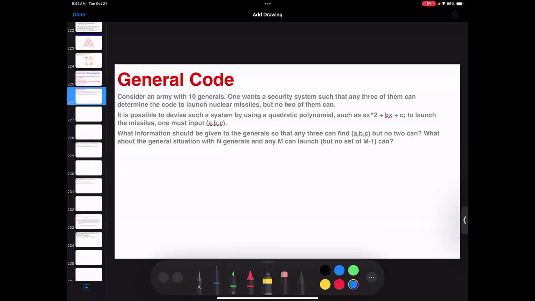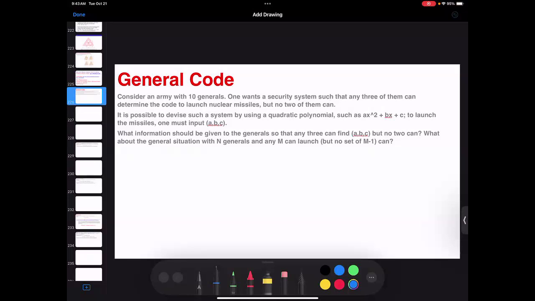So you have an army with 10 generals. You want a security system so that any 3 generals can launch the nuclear missiles, but no 2 can. So you have to give information in such a way that any 3 know the password, but no 2 know it. And so the password is going to be a triple A, B, C. It's going to be the coefficients of a degree 2 polynomial, a nice quadratic. So the question is, what information should be given to the generals so that any 3 of them can find out A, B, C, but no 2 of them can? So what's the simplest information you might think of giving generals? It may not work, but what's the simplest information you might think of giving a general?